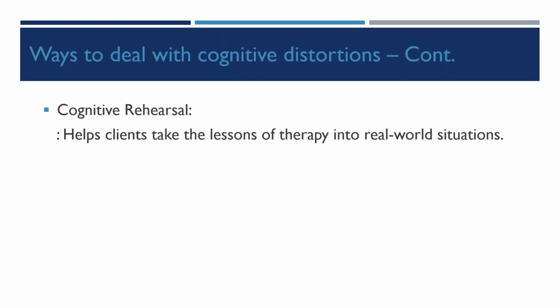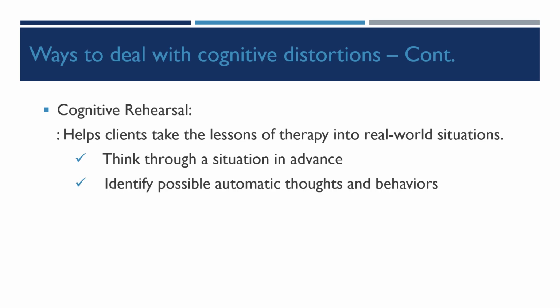Another technique is called cognitive rehearsal. Basically, you're anticipating a triggering situation, and then anticipating some negative automatic thoughts that are going to pop up in that triggering situation, and then giving your clients a chance to practice using those cognitive coping skills. So you will engage your clients in thinking through a situation in advance and identify possible automatic thoughts and behaviors that your clients are going to have.